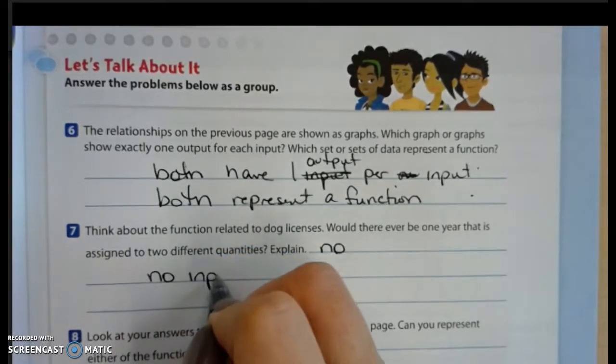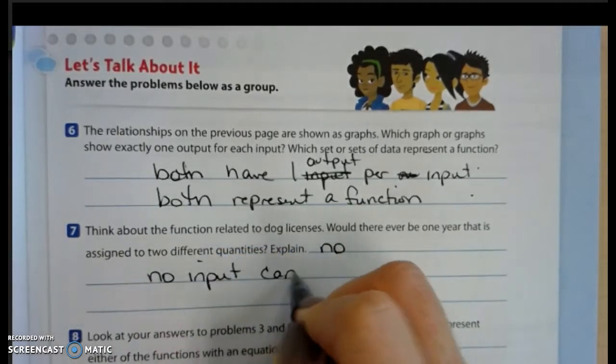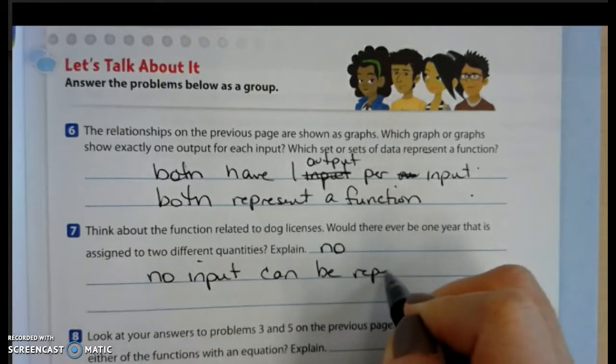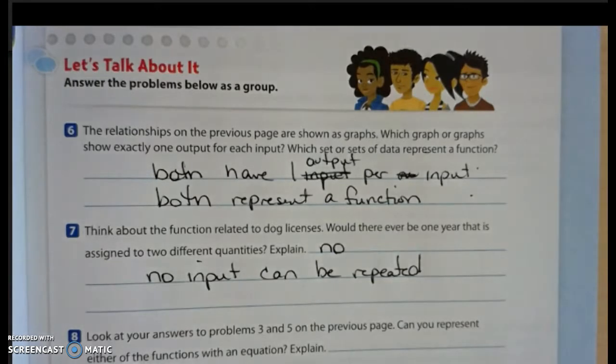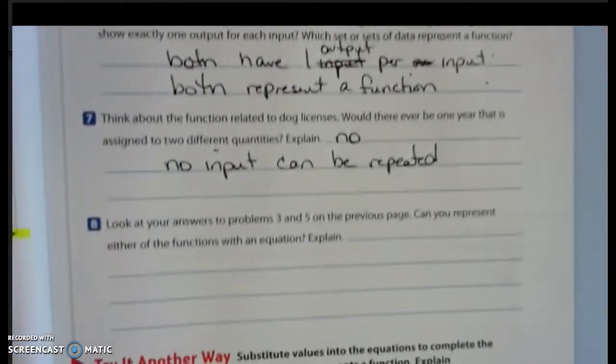No input can be repeated. Okay, and that's just a logical thing. You can't repeat years, so there's no chance of this repeating and making it not a function.